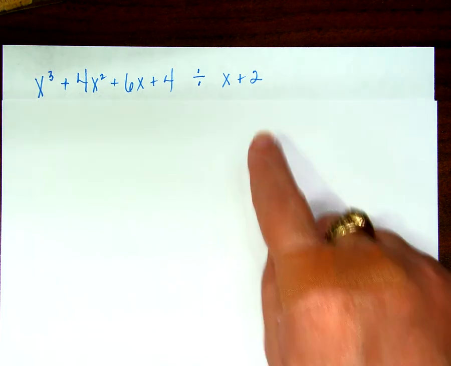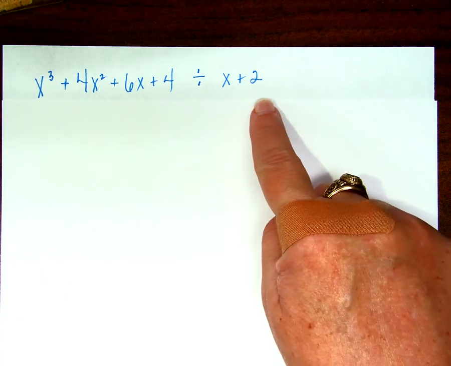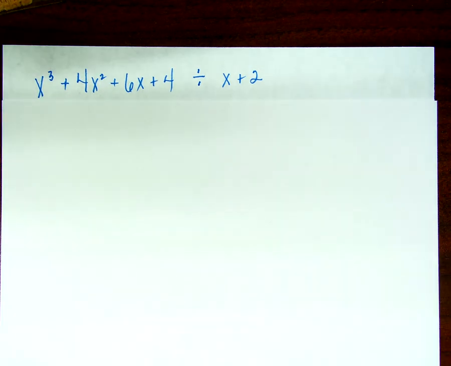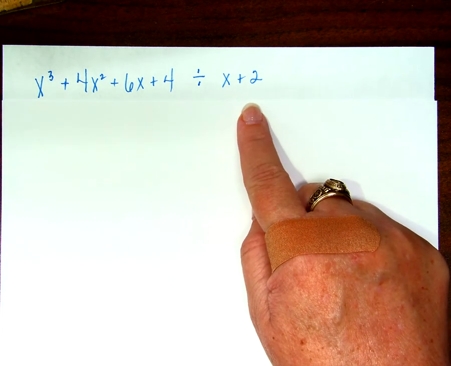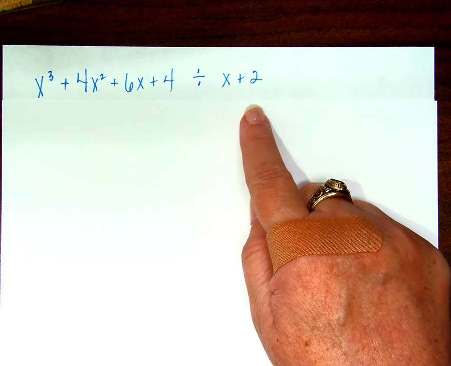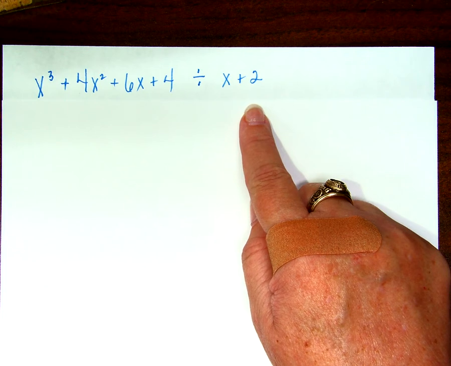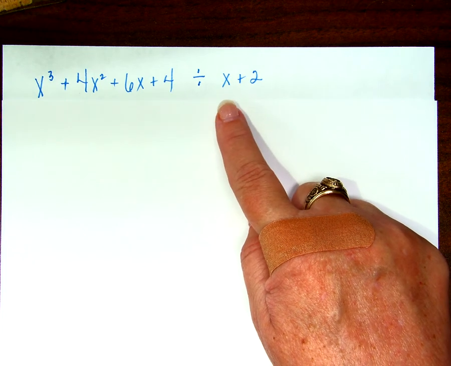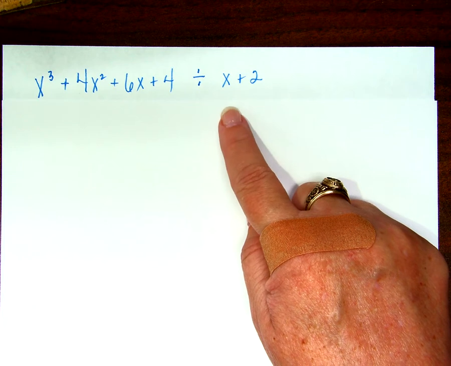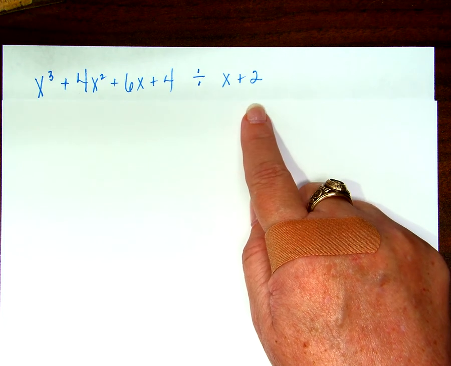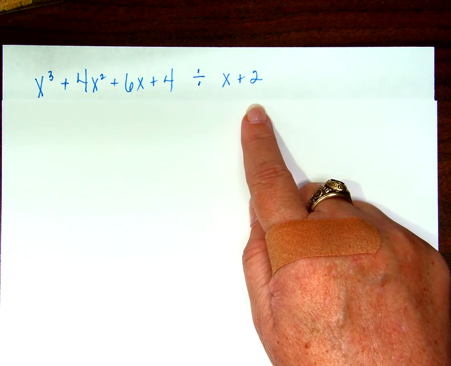It would also work if I was dividing by x minus 1. It would also work if I was dividing by x plus 7. It would also work if I was dividing by x minus 12. It would also work if I was dividing by 2x plus 3. It would also work if I was dividing by 5x minus 4. When does it not work?